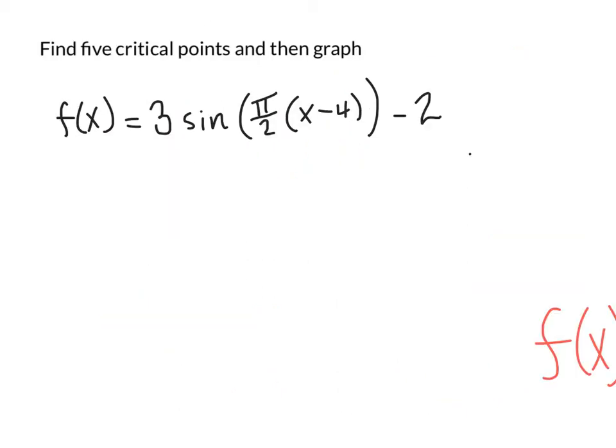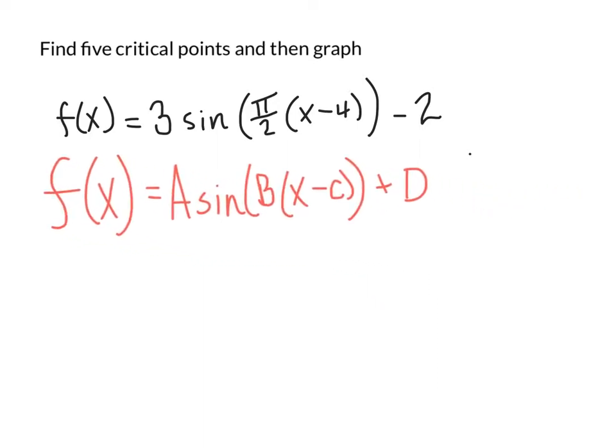All right, let's find 5 critical points and then graph the function that you see here. Perhaps you want to pause the video just for a second and copy the function down. What we want to think about first is, what does our general sine function look like in transformation form? Remember, that's given in terms of a, b, c, and d.